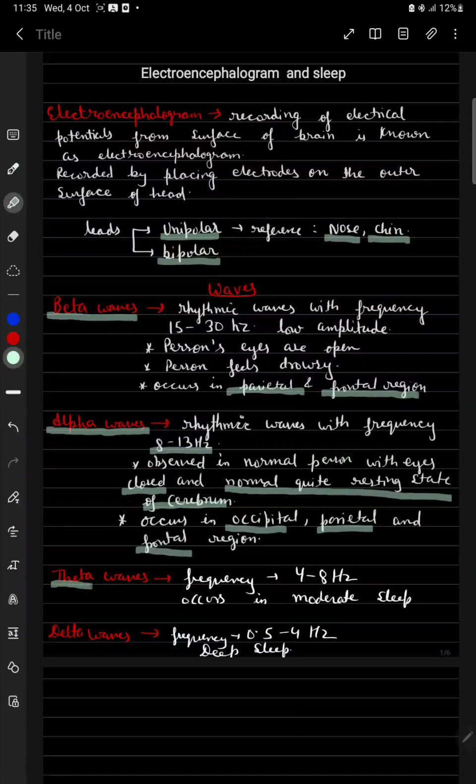Now the next wave is theta waves. The frequency is 4 to 8 Hz. These are found when the person is in moderate sleep. And then the fourth wave is delta wave. The frequency is 0.5 to 4 Hz. These are found in deep sleep.